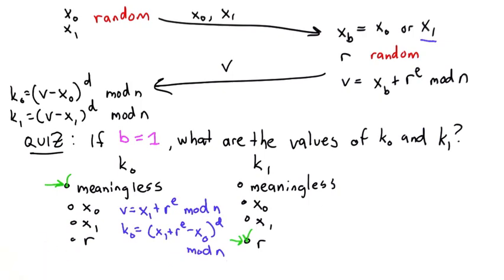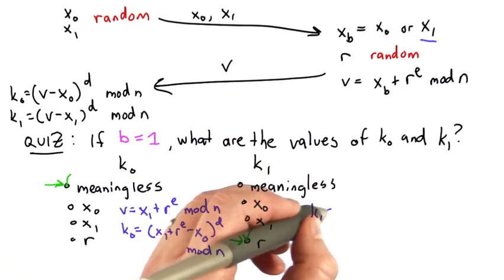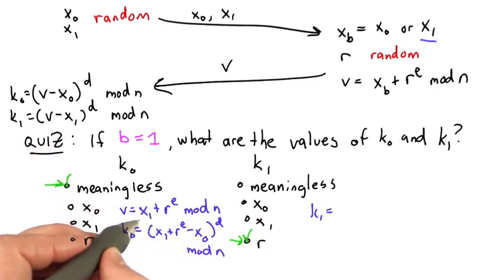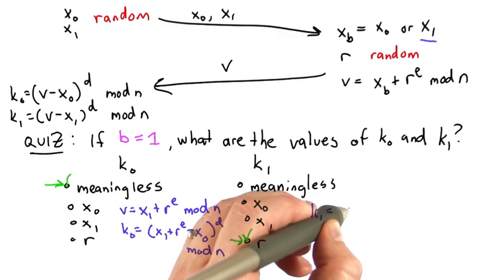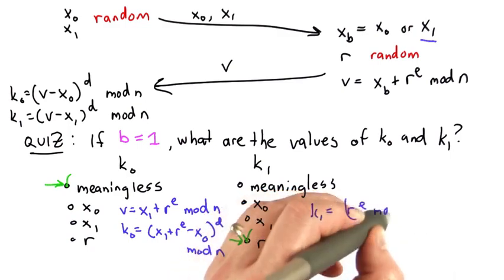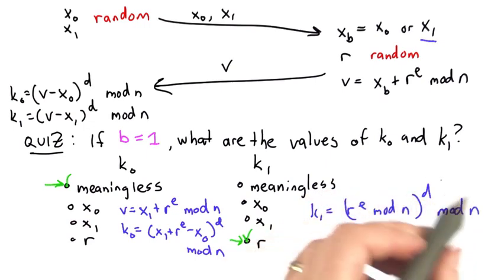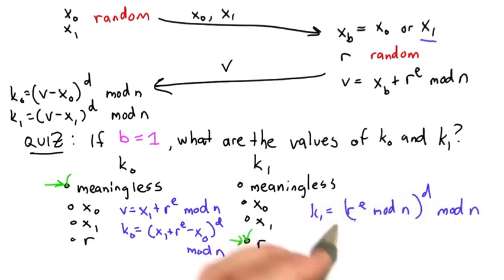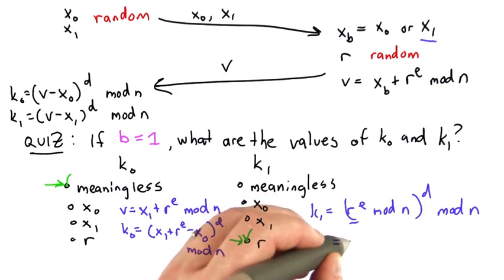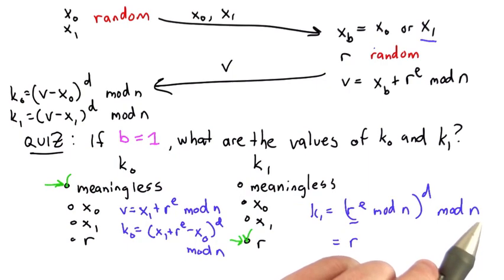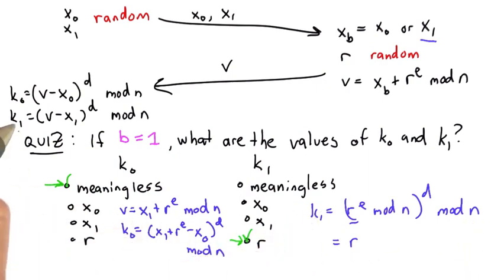And the reason for that, now the value of k1 is equal to the value of v minus x1. So that removes the x1 from that value. So that means the value of k is r mod n raised to the d power mod n. And this is exactly the RSA decryption that will give us the value of the message, which in this case is equal to r. So that means Alice has now learned the random r selected by Bob, and its value is stored in one of these keys. She doesn't know which one.